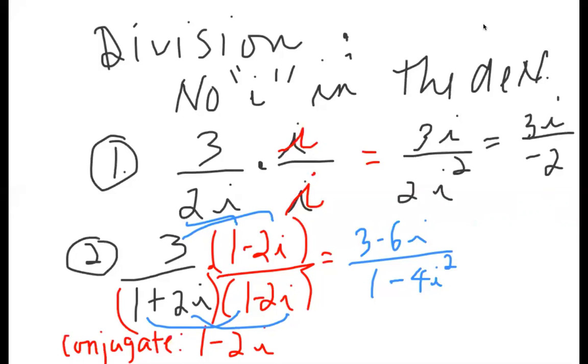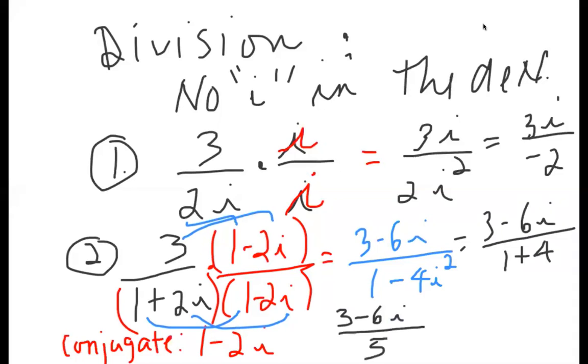All right, guys, so let's finish this one out. So in the numerator, we have 3 minus 6i. In the denominator, we'd have 1 plus 4. How did we get the plus 4? Because we have the i squared, guys. i squared is equal to negative 1. So negative 1 times negative 4 gives you positive 4. Now, 1 plus 4 is 5.